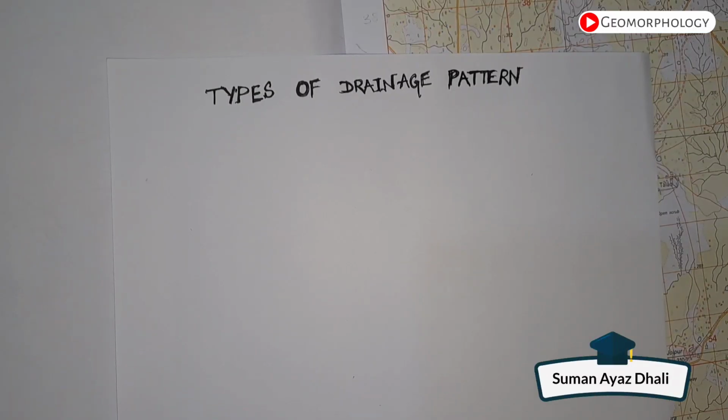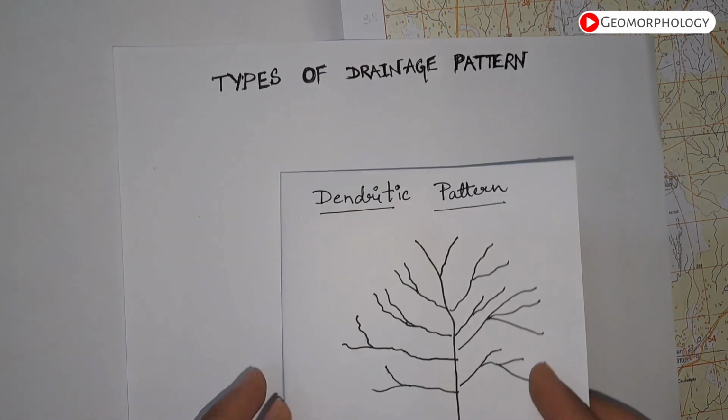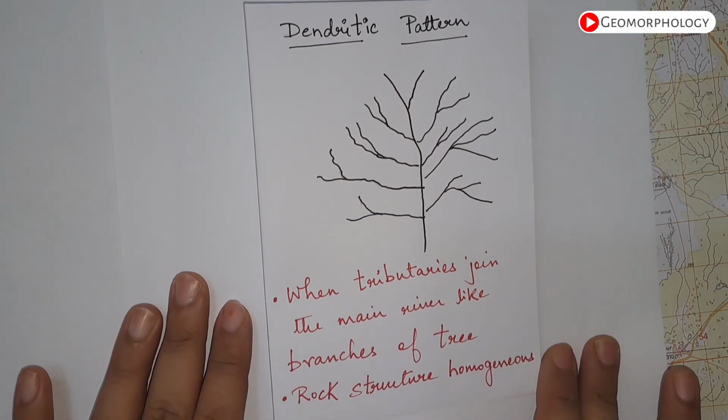Today we will be learning about the types of drainage pattern, and we will see in the topo sheet how these drainage patterns look, or how we can differentiate and identify the various drainage patterns in the topographical map. So first type of drainage pattern is the dendritic pattern.